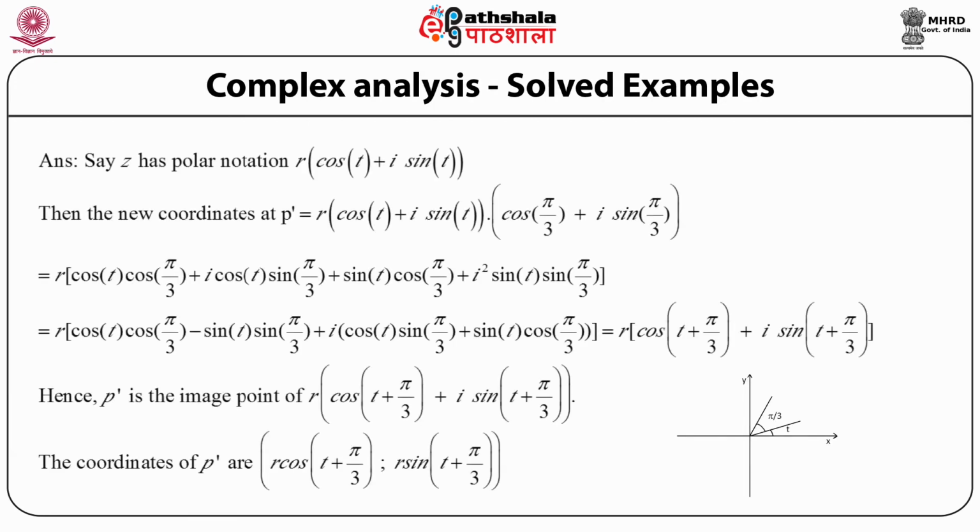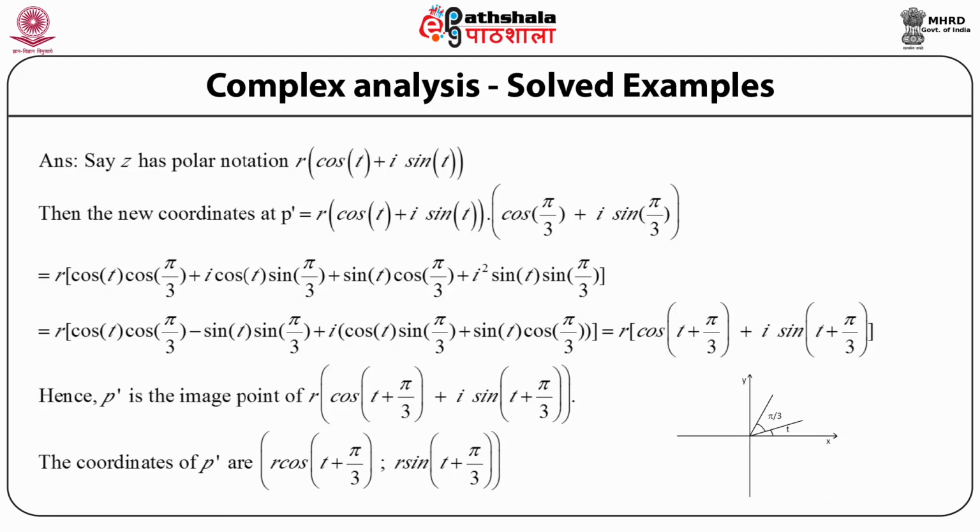So let us say P represents the complex number z, which has a polar notation r times cos theta plus i sin theta. Now if you rotate it by pi by 3, what is going to be the new P dash? You simply multiply by cos pi by 3 plus i sin pi by 3, the additional rotation that you are going to perform.